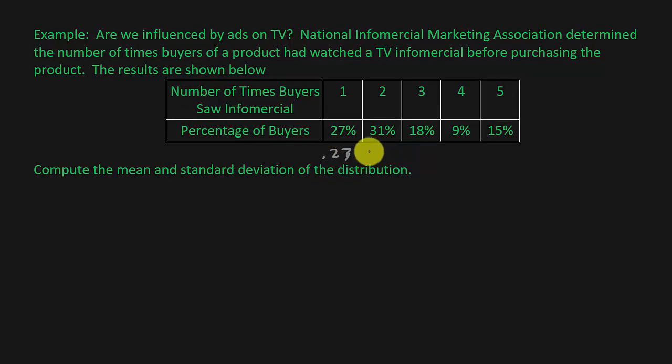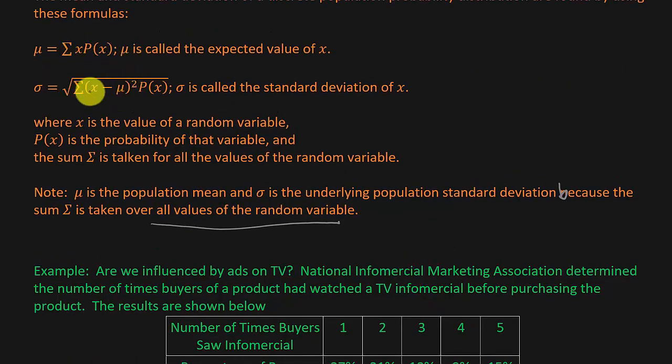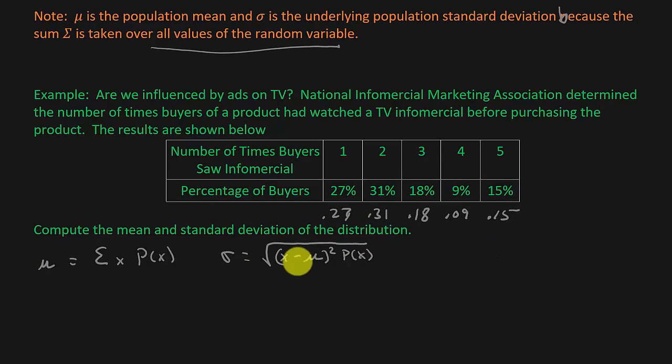All right, now let's look at what we've got to find. We've got to find the mean, which is equal to the sum of x times p of x, and we've got to find the standard deviation, which is the square root of the sum of x minus mu squared times p of x. That's all I did here, is I just wrote down both of my formulas. Oh, and I wrote this one down wrong. I forgot the square root of the sum of x minus mu squared times p of x. All right. So I just wrote this formula down and this formula down so we can see what we need to get.